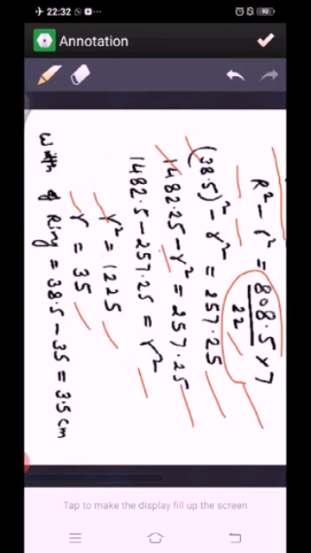Small r we have got 35, capital R we have got 38.5. So we know that the width of ring is equal to capital R minus small r. So 38.5 minus 35 equal to 3.5 centimeter. That is the width of the ring.